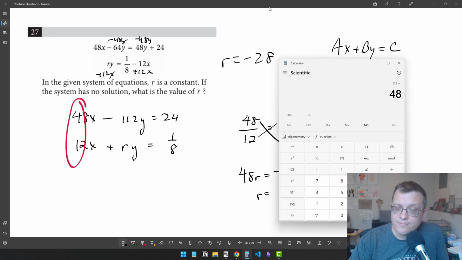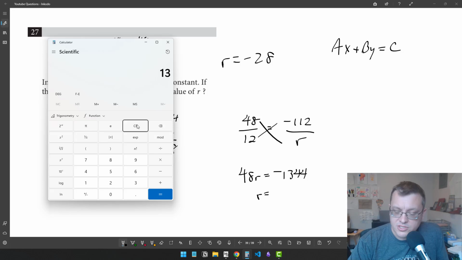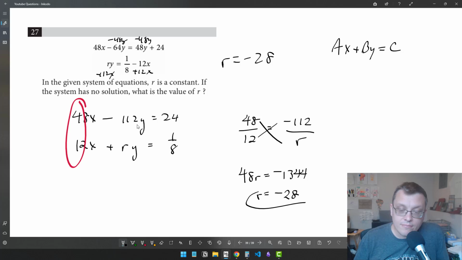So divide by 48. Oops. Start over. So 1344 divided by 48, we get 28, or negative 28. And that should look familiar.